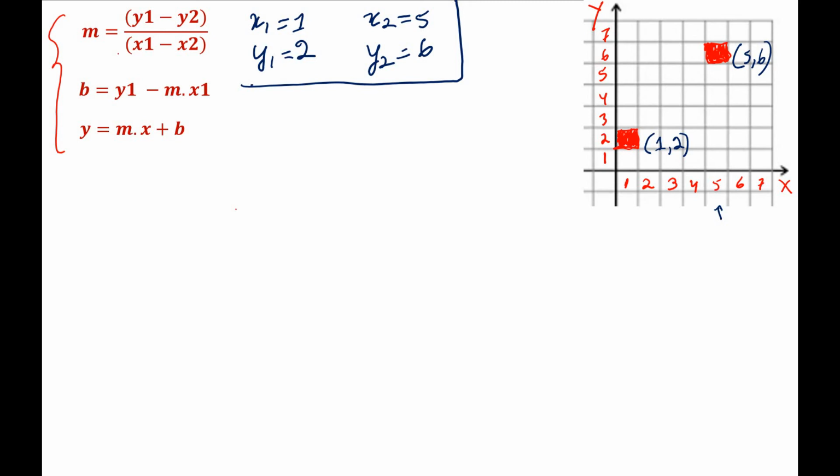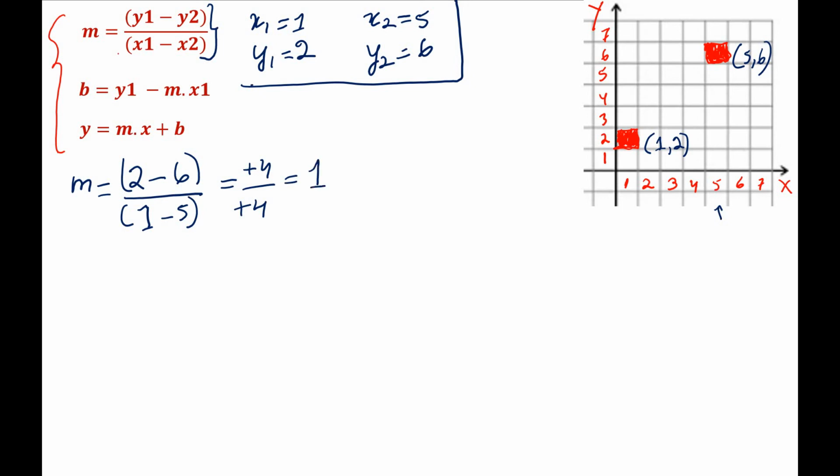Now let us try to find the value of the slope. m is equal to (y1 minus y2) divided by (x1 minus x2). So substituting all these values, we have y1 is 2 and y2 is 6, divided by x1 is 1 and x2 is 5. If we calculate this, we have minus 4 divided by minus 4, the minus signs cancel out, and the value of m is equal to 1.